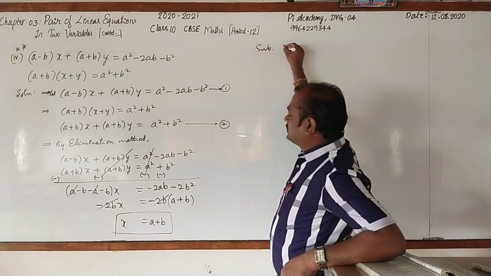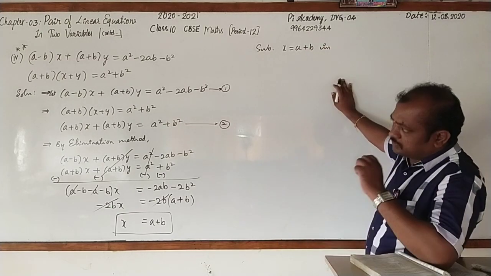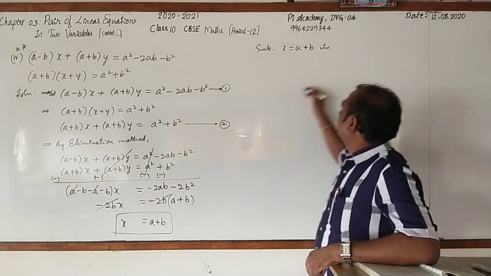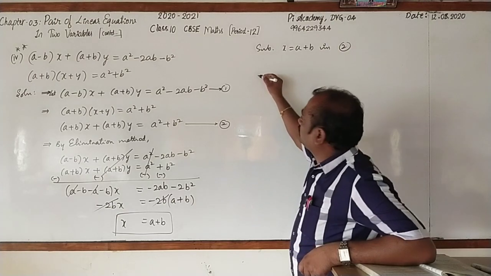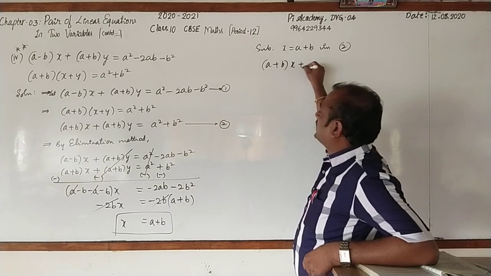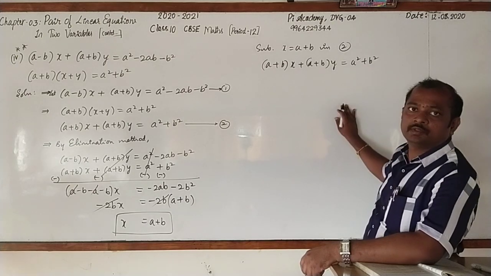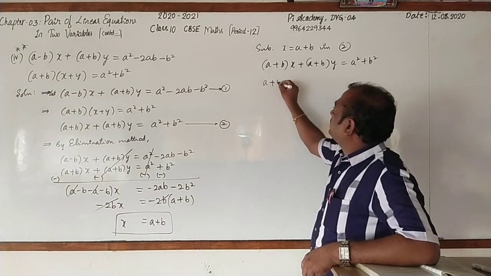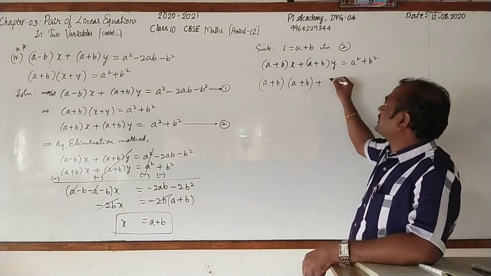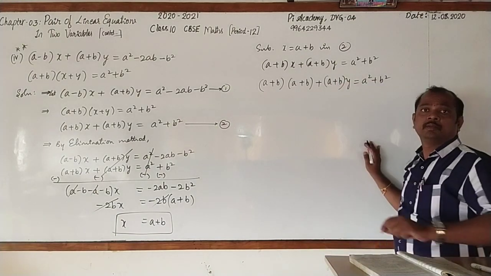Hence, we have to substitute x equal to a plus b in any one of the two equations. Let us go for taking the second equation. Alright, in equation 2, which is (a plus b) into x plus (a plus b) into y, equal to a square plus b square. (a plus b) into x. What is x? It is a plus b, plus (a plus b) into y. This is equal to a square plus b square.